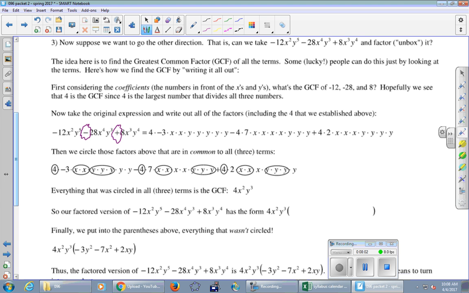Okay, so let's look at the number piece for each of the 3 terms. I've got a negative 12, I got a 28, and I've got an 8. And we're looking for the biggest number that goes into all of them. Negative 12, 28, and 8. What's the biggest number that goes into all? It's 4. And so we are going to rewrite negative 12 as 4 times something. 4 times negative 3. It's right there. Okay? And we're going to rewrite that 28 as 4 times what? 4 times 7. That is there. And we're going to rewrite the 8 as 4 times 2. That is there. Okay? So this is all written out for us here, but this is the process.